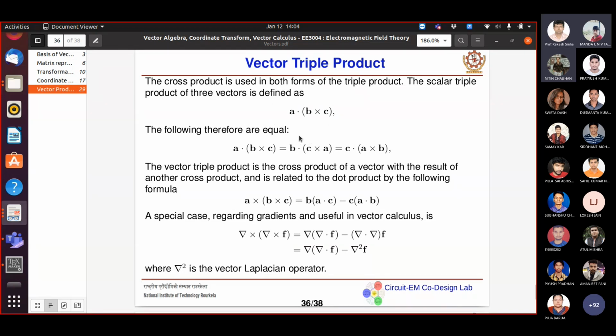So why do we need the vector triple product? Because, for example, you are trying to find the area, sorry, the volume of a parallelepiped.